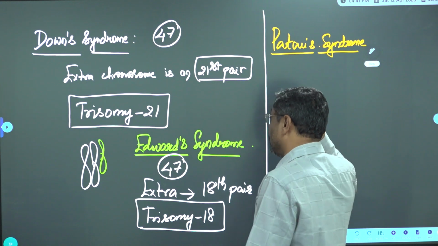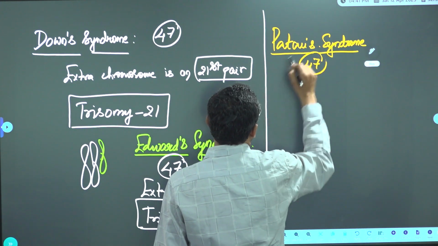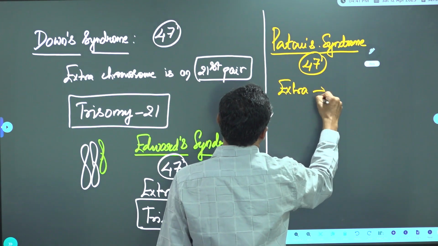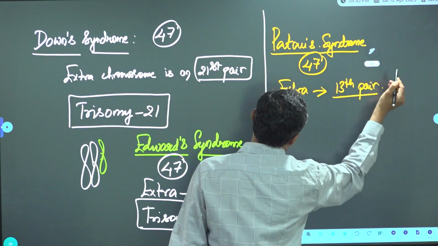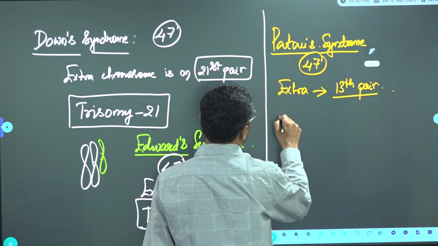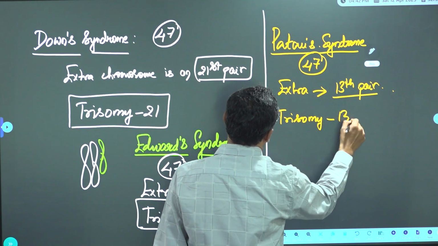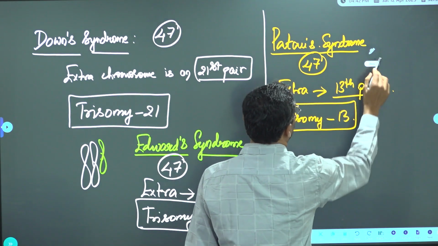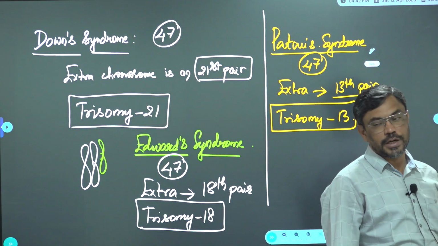And the next one is Patau's syndrome. Here also the number of chromosomes is 47. The extra chromosome is on the 13th pair. So it is called trisomy 13.